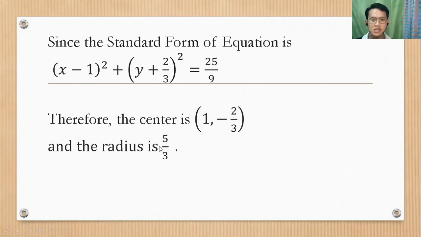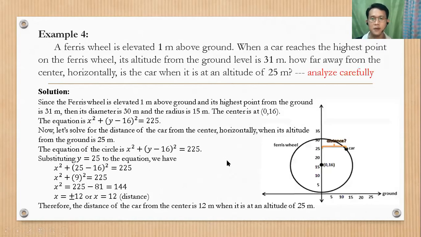And for the radius, why did we get 5 over 3? By finding it from 25 over 9, you need to take the square root. So the square root of 25 over 9: the square root of the numerator is 5, and the square root of the denominator is 3. Therefore, the radius is 5 over 3, and that was the answer.